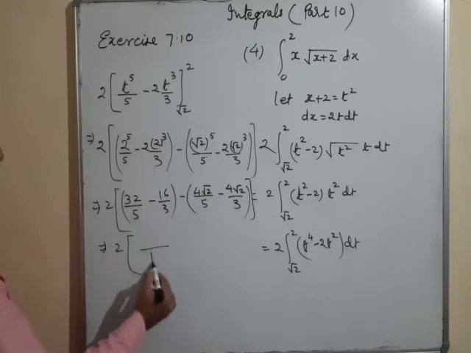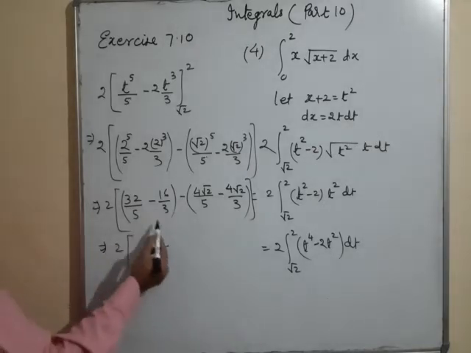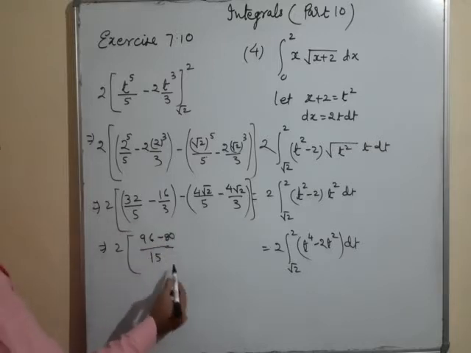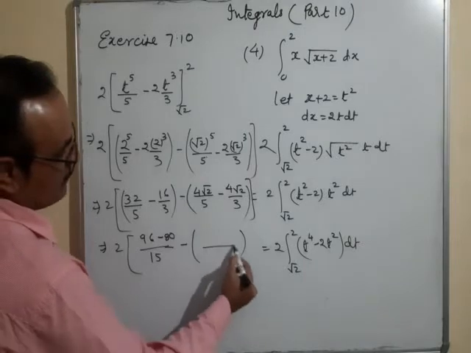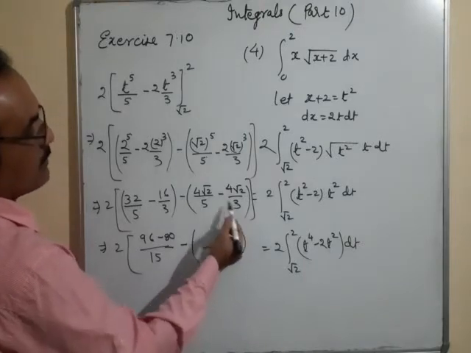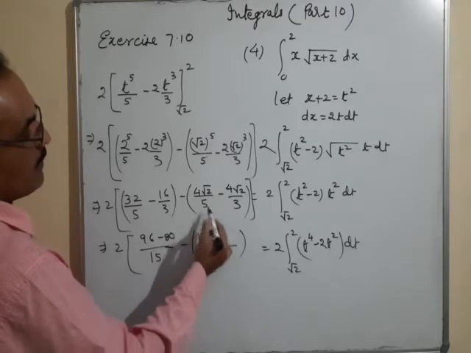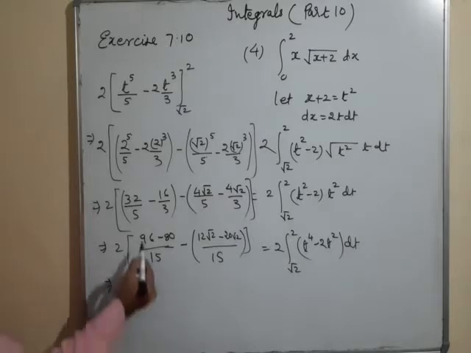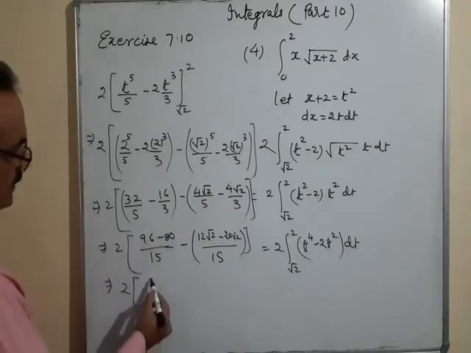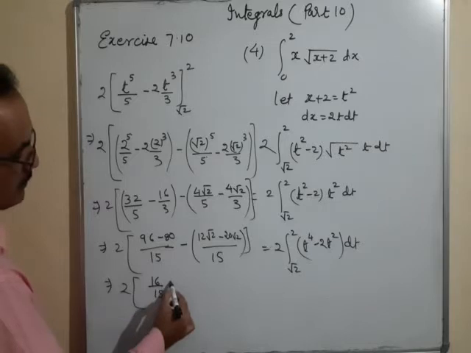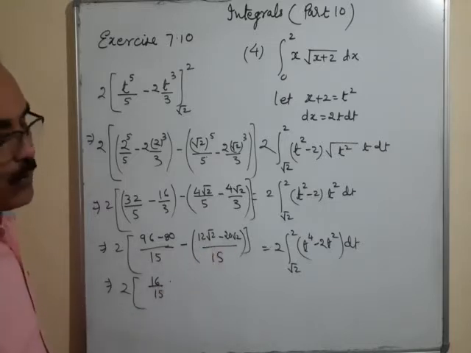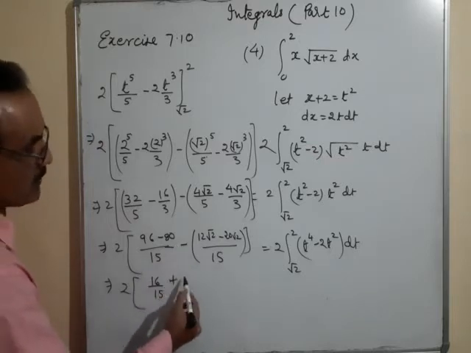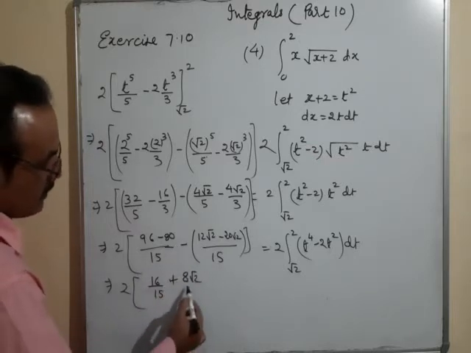Now solve this bracket first. LCM 15. 3 times 32 is 96, 3 times 3 is 9, minus 16 times 5 is 80. Minus, here 15: 3 times 4 is 12 root 2, minus 5 times 4 is 20 root 2. So 96 minus 80 is 16, 16 upon 15. 12 root 2 minus 20 root 2 is minus 8 root 2, minus multiplied by minus is plus 8 root 2 upon 15.